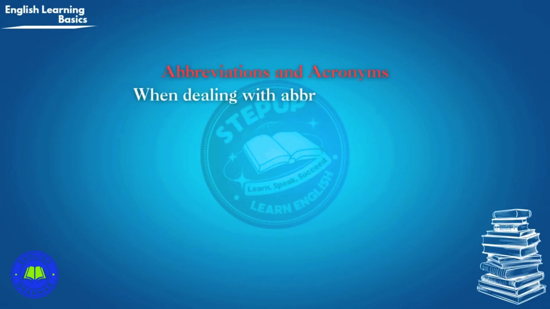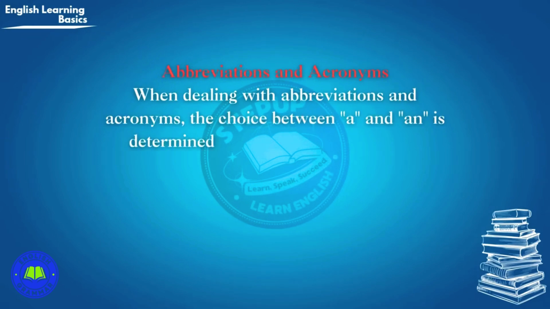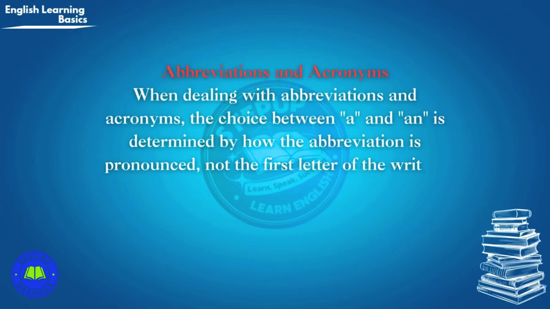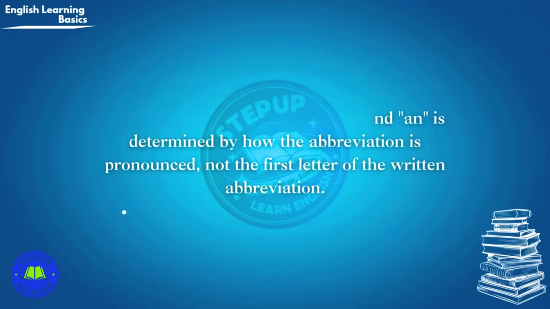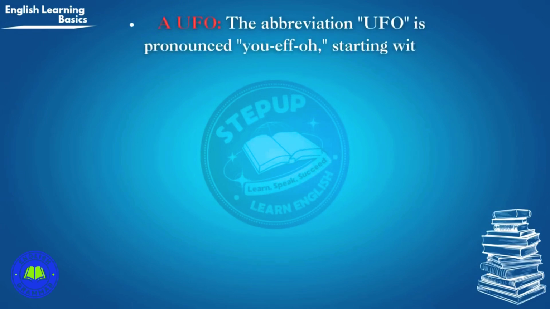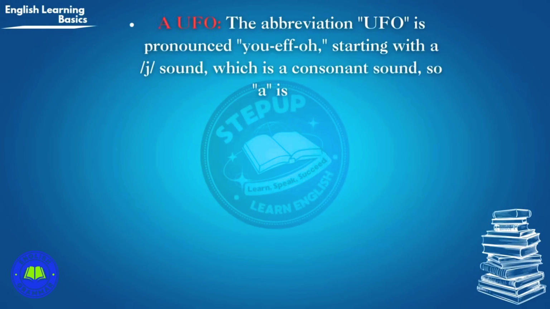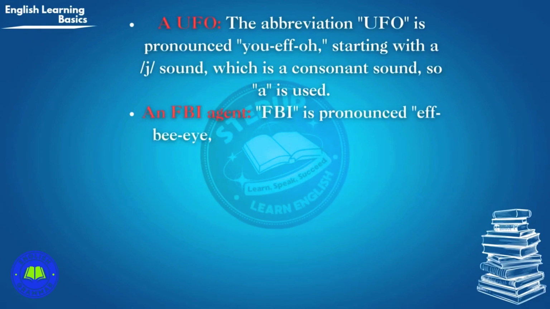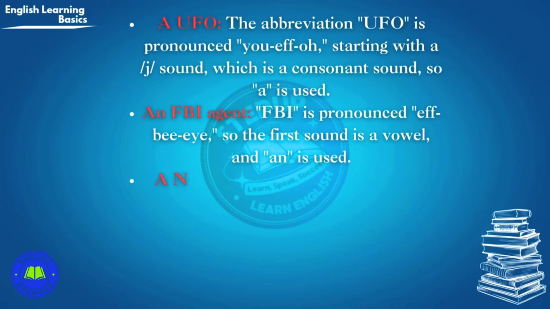Abbreviations and acronyms. When dealing with abbreviations and acronyms, the choice between a and an is determined by how the abbreviation is pronounced, not the first letter of the written abbreviation. A UFO. The abbreviation UFO is pronounced "yoo-eff-oh", starting with a Y sound, which is a consonant sound, so a is used. An FBI agent.